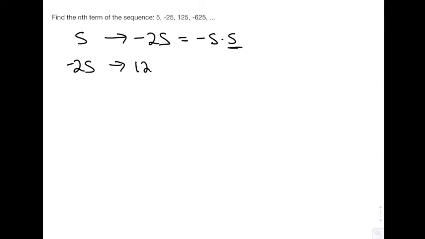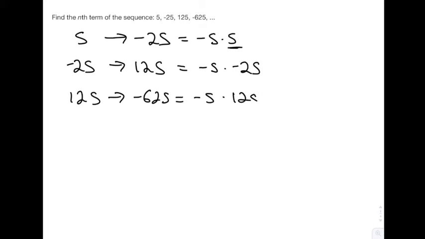So from negative 25 to 125, this is negative 5 times negative 25. So it works. And we'll do the last one too, just to show it. 125 to negative 625 equals, again, negative 5 times 125. So we'll call this one b sub n. B sub n equals negative 5 times b sub n minus 1, starting with b1 equals 5.